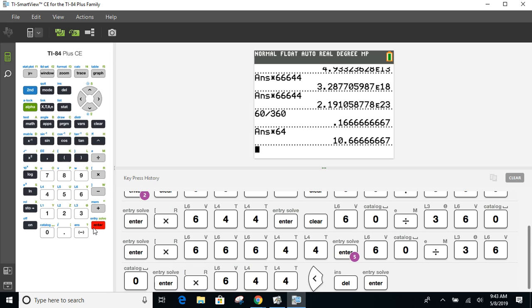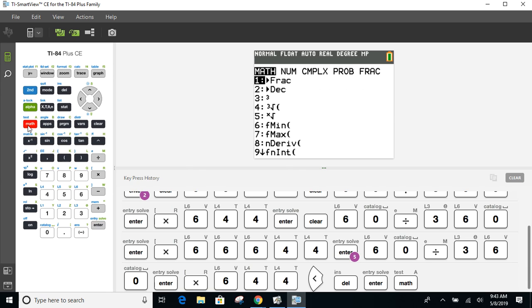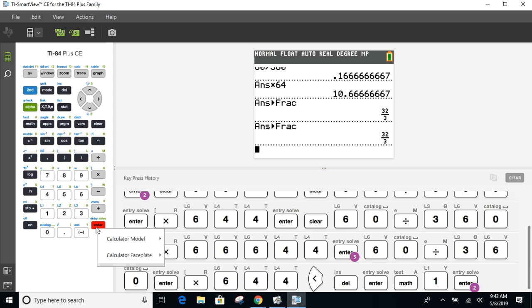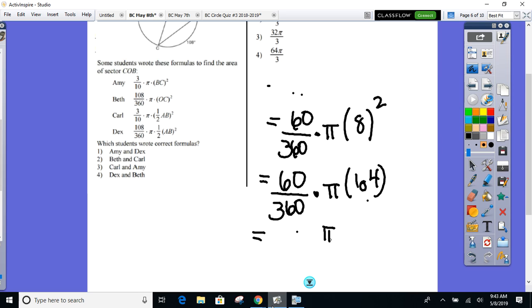Okay, we're getting 10.666. All right, I wish they taught you this in middle school, but they don't. All my answers are fractions. What do I now press on my calculator to turn that back into a fraction? Anybody? Math. Okay, most of us know. Good. Math, fraction, and it's going to be 32 over 3. So we're looking at choice 3.